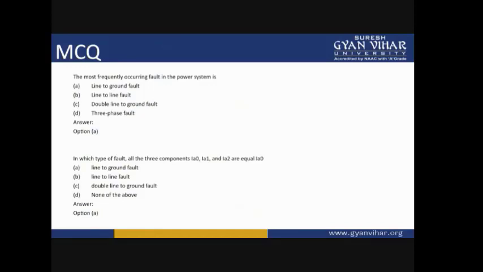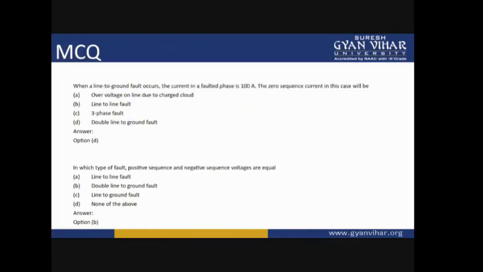Now, in which type of fault are the 3-phase components IA0, IA1 and IA2 equal? That means they are in series. In which system are they in series? They are in a line to ground fault. Now, when the line to ground fault occurs, the current in the faulted phase is 100 ampere. The zero sequence current in this case would be, it will be double line to ground fault.